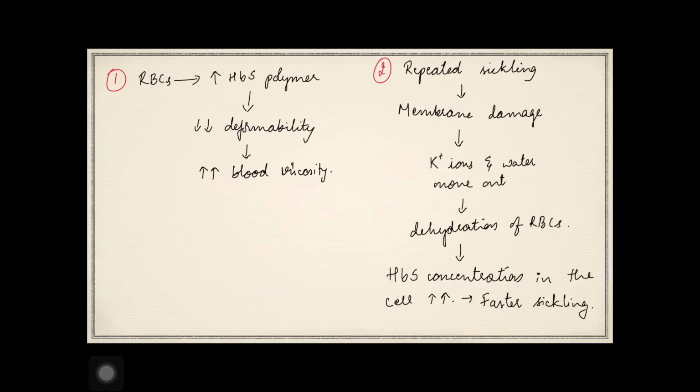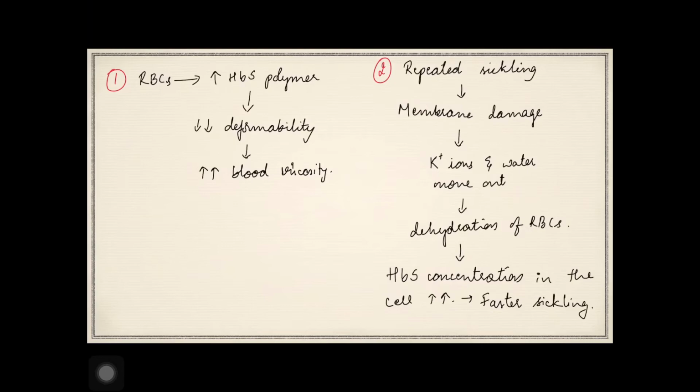Firstly, as we all know, the membrane of the RBC can fold on itself when passing through a small area. But here in sickle cell disease, there is increased hemoglobin S polymer. This will cause decreased deformability and increased blood viscosity.